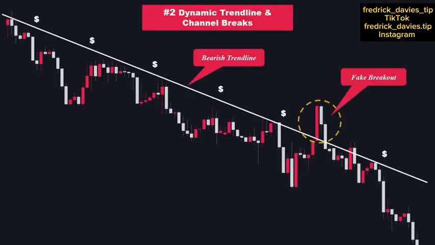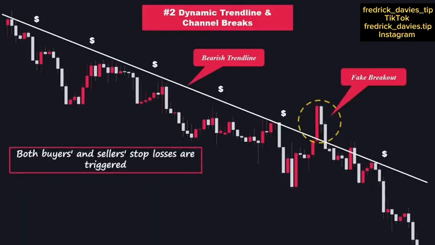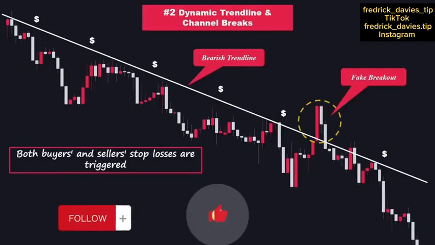However, as you can see, the price swiftly reverses and moves downwards with large momentum candles. In this scenario designed by market manipulators, both buyers and sellers' stop losses are triggered, allowing the market to absorb a significant amount of liquidity and fuel its momentum.